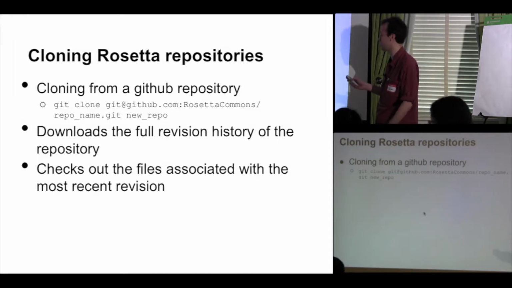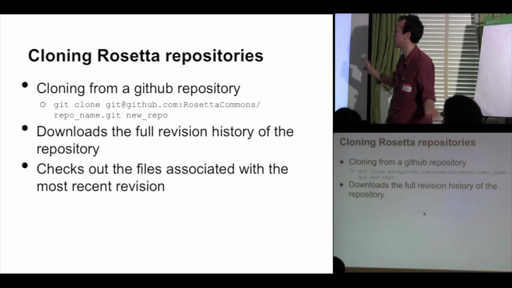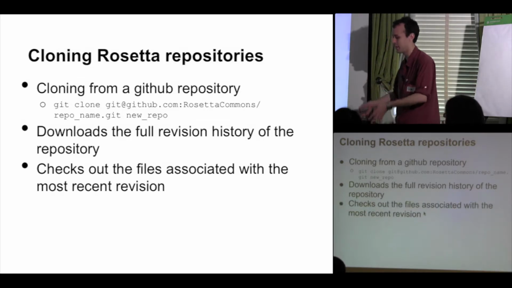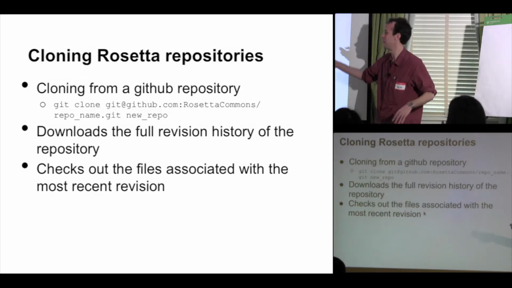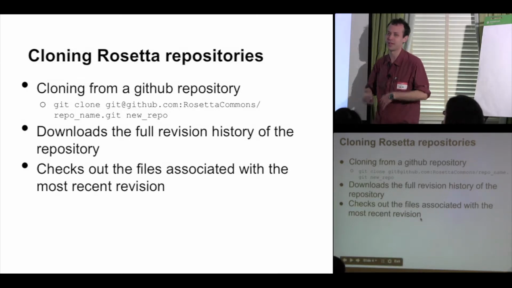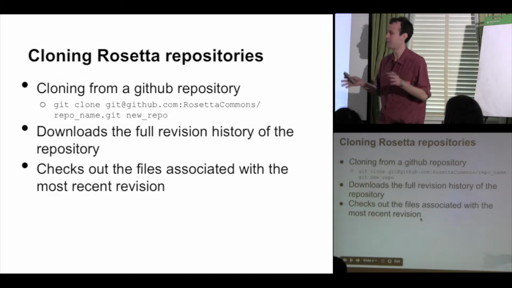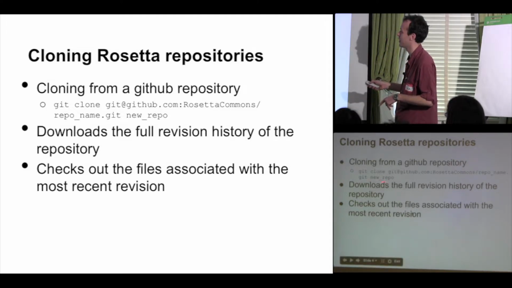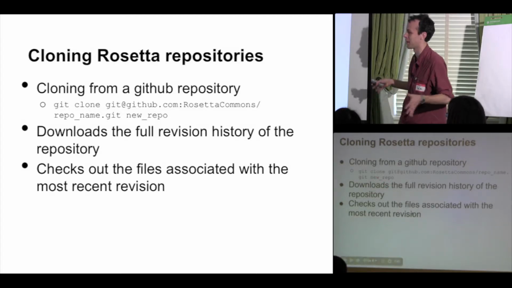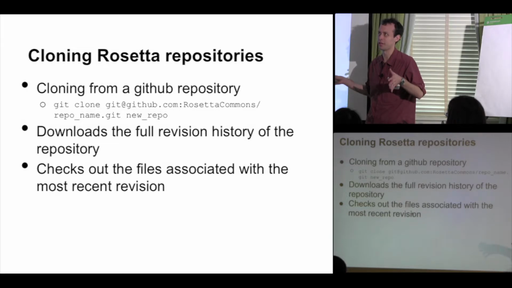All right, so that's what clone does. This will download the full revision history of the repository, and then it will take the most recent revision and check that out into the directory new repo so that you can actually work with it. So if you were to go into new repo, you would see all of your files, and then you would also see this hidden directory called .git, and that's the repository, the .git directory, and then the working copy are the files that you can actually see. So when I talk about working copies versus repositories, that's what I mean.